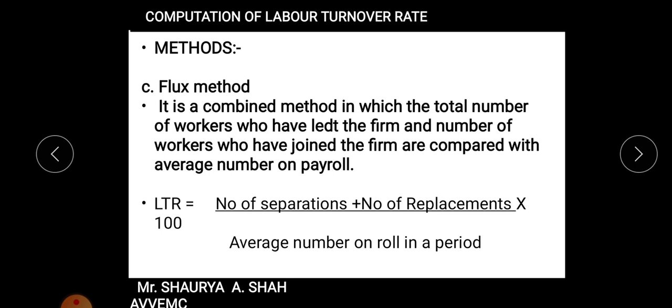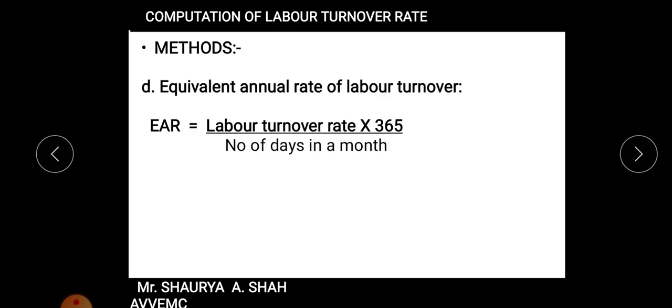Only three formulas, right? Apart from that, there is one more additional formula, that is your equivalent annual rate of labor turnover. What is your equivalent annual rate of turnover? It compares the labor turnover rate in a month to your entire year. We are taking various periods, various months and weeks. So in order to calculate the annual rate, what is the annual rate for the entire year?